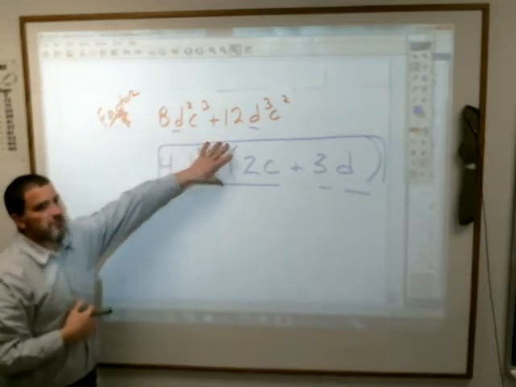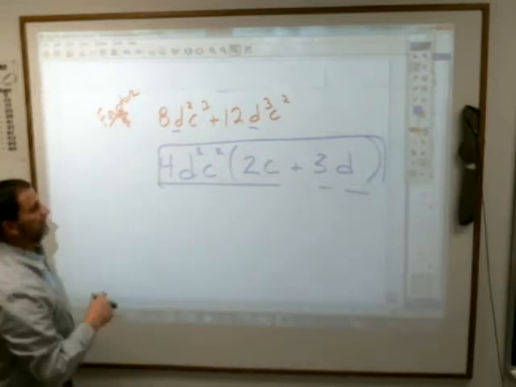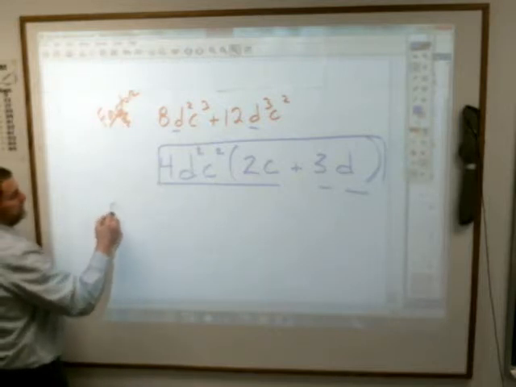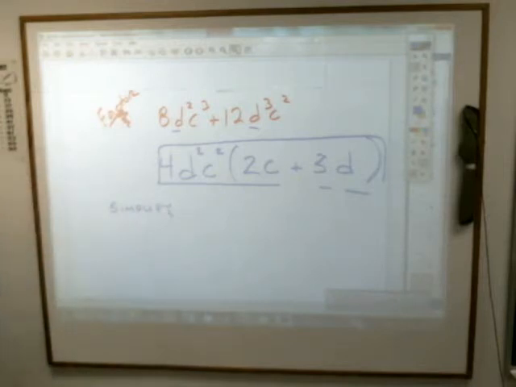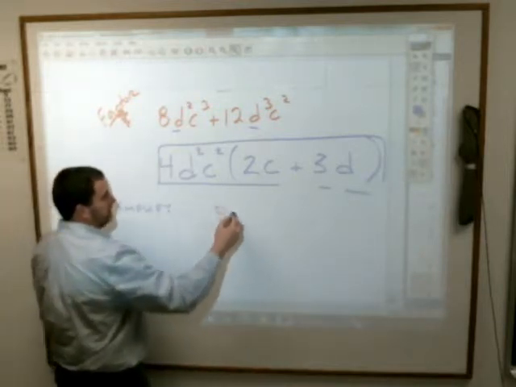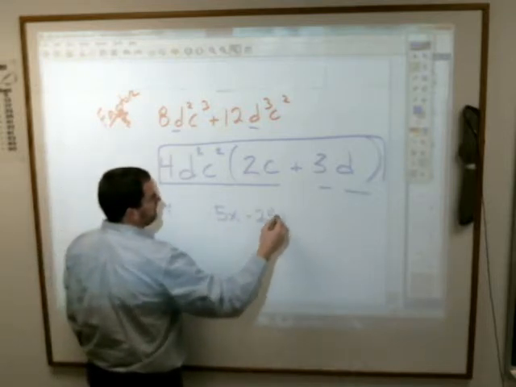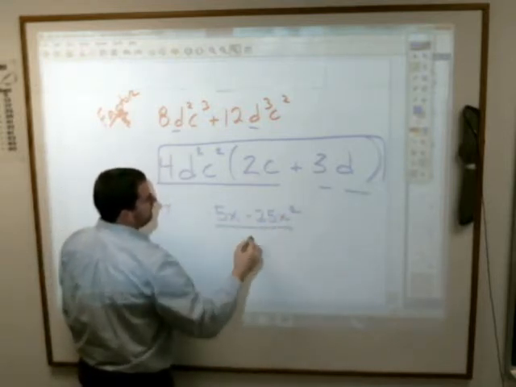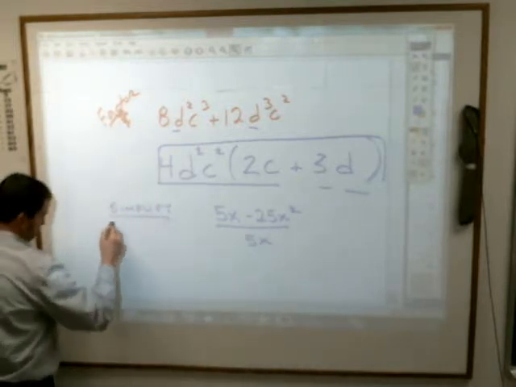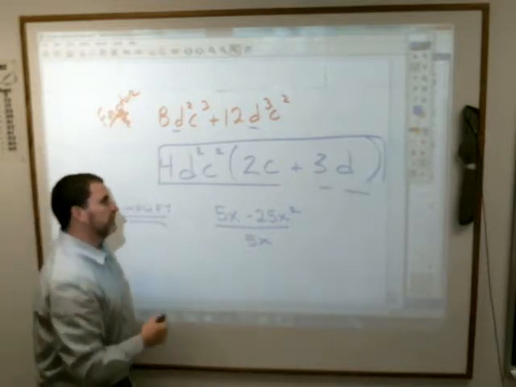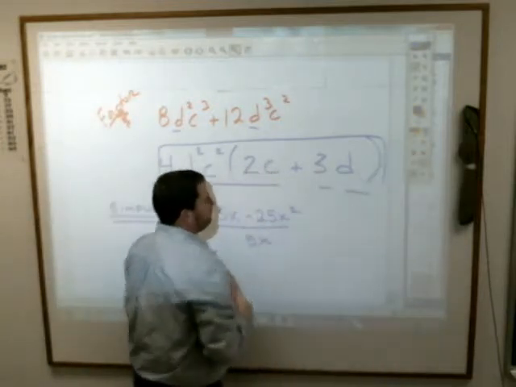Now, where this comes in to help you is this. Here is going to be a problem. Write this down. Simplify. They give you easy ones to start off with, so it's not such a bad deal. 5x minus 25x squared over 5x. Here is the practical thing of this.